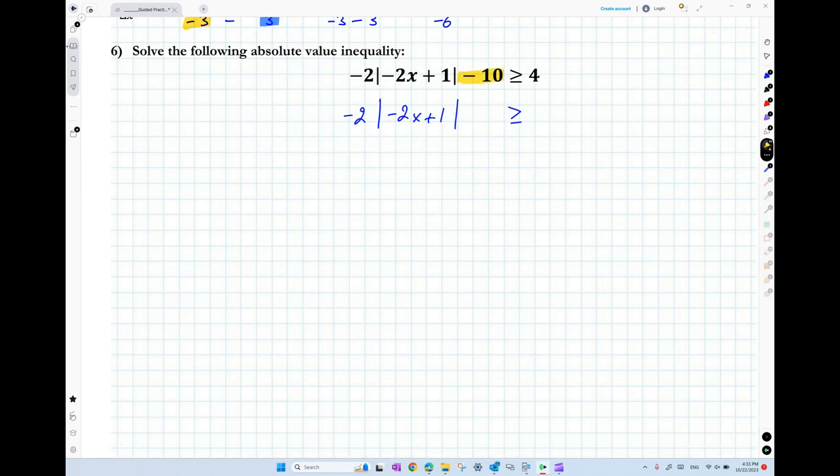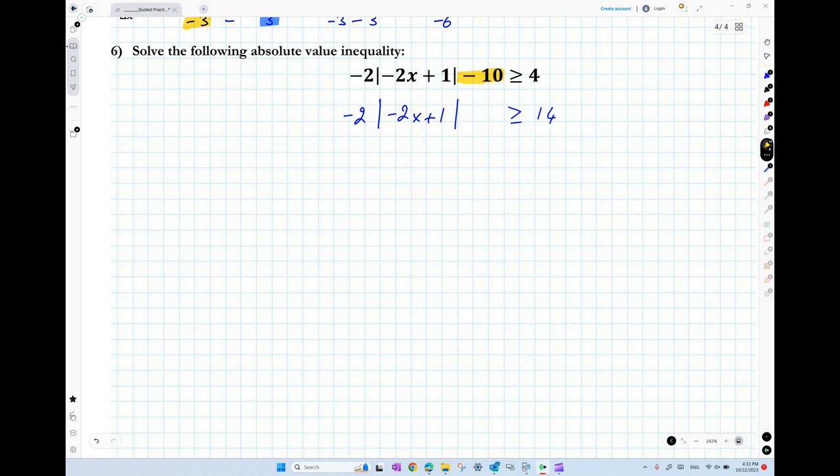So I'm going to start by crossing over that subtraction. I'm not crossing over the negative 10, I'm crossing over the subtraction of 10. I've got an addition, but it's inside the absolute value, so I'm going to take care of that later, once I have broken down the absolute value into two possible and necessary inequalities. So anyway, 4 plus 10 is 14.